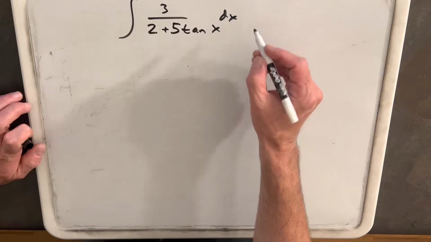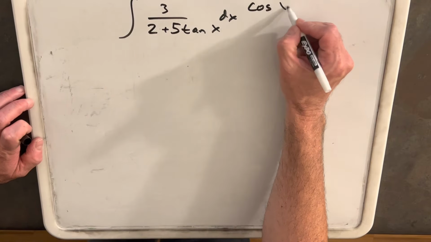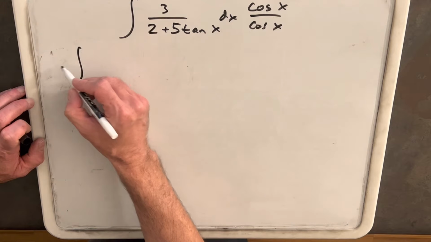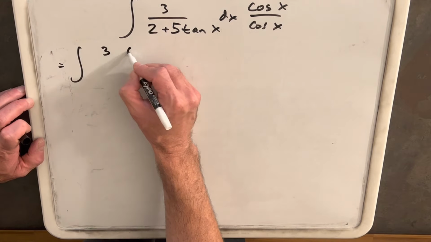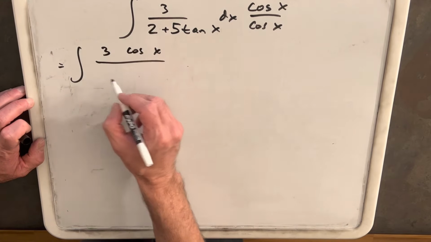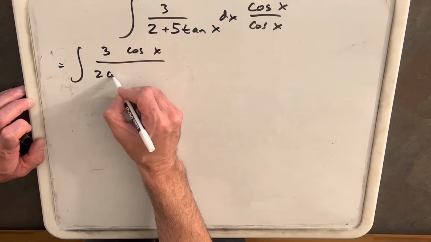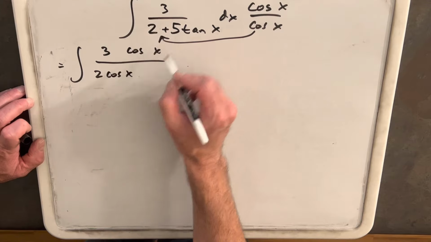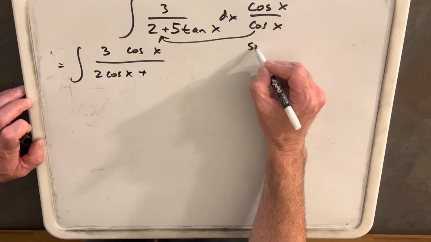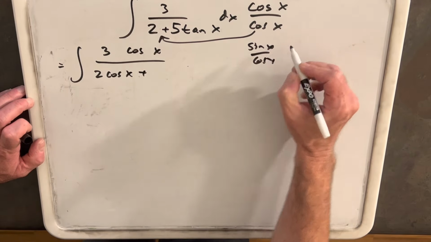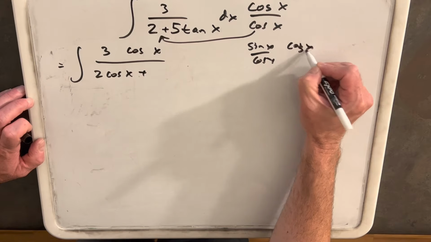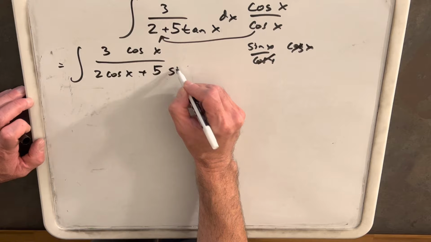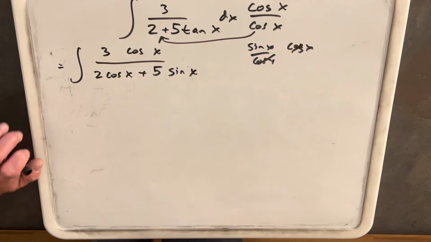To start with, I'm going to multiply the numerator and denominator by cosine of x. That's going to give us 3 cos of x over 2 cos of x, this being distributed in. And because tangent is sine x over cos x, when we multiply by cosine x, those are going to cancel. We'll just be left with a 5 sine of x here.